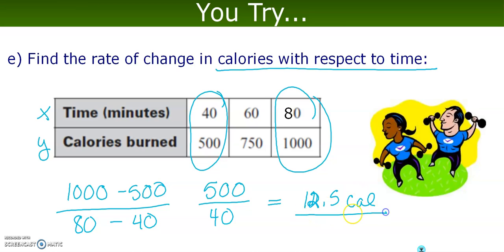And what does that represent? Calories per 1 minute. These are word problems. They require words in your answers. Don't forget those tags.